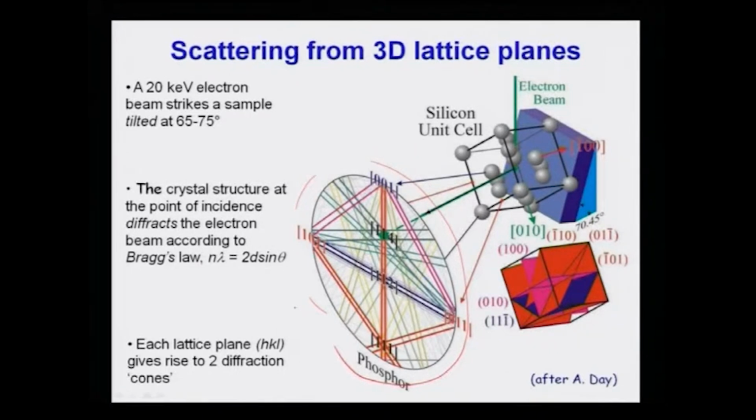And then on the phosphor screen, the crystal structure at the point of incidence diffracts the electron beam according to Bragg's law, and each lattice plane, 110 or 100 type, gives rise to 2 sets of cones. One set is this, the other set is this. Whenever these 2 sets hit the phosphor screen, they lead to 2 lines, and these 2 lines are called Kikuchi lines. We are naming them after the scientist Kikuchi.